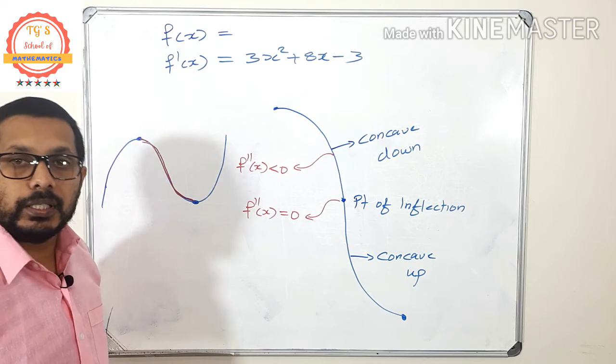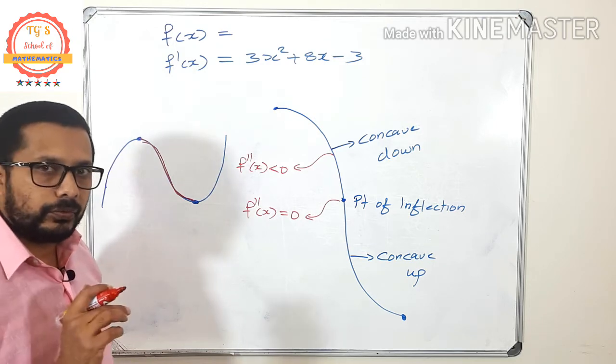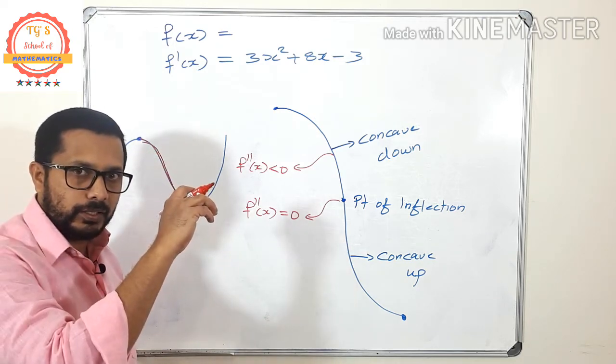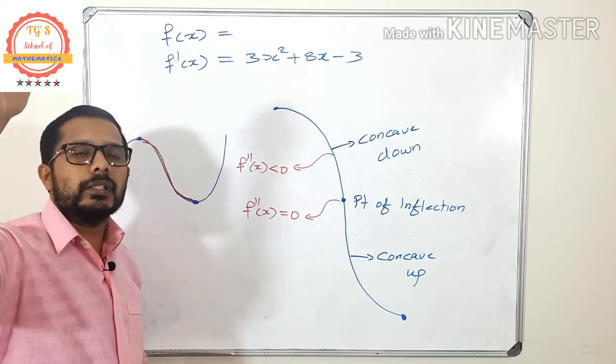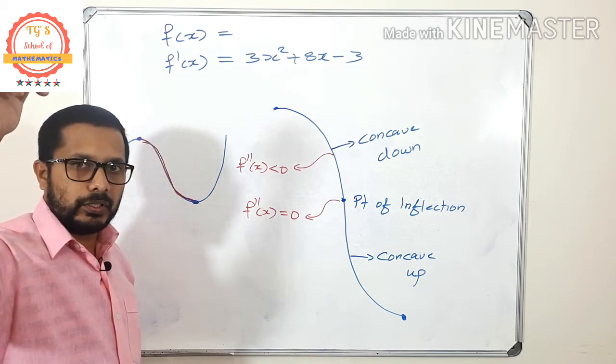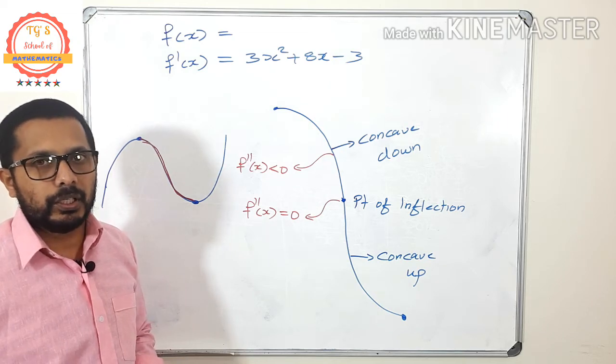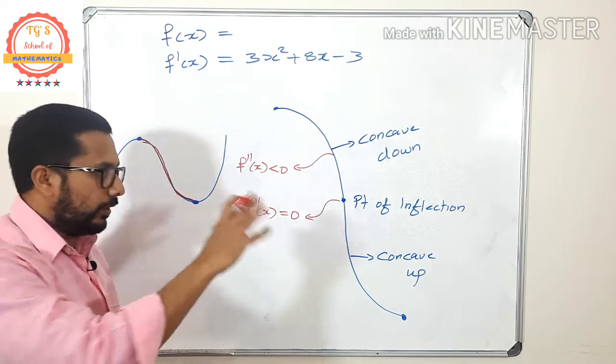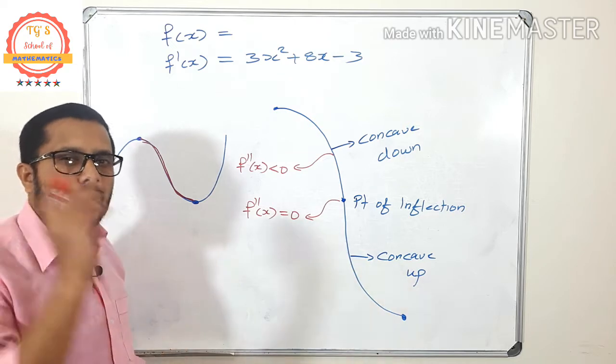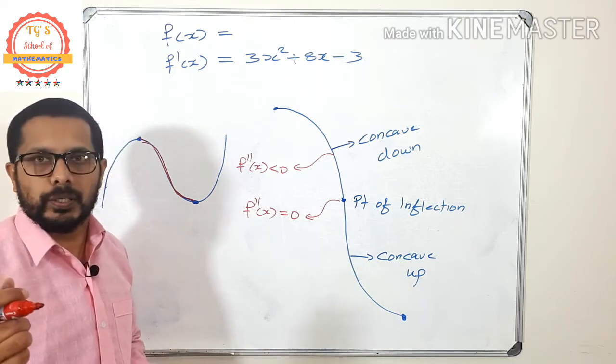Second derivative is less than 0. Don't be confused with that previous lesson. The first: when the graph is increasing, first derivative is greater than 0. When the graph is decreasing, first derivative is less than 0, okay. So you must study that one and this one separately, and make sure that you know the concept, okay.